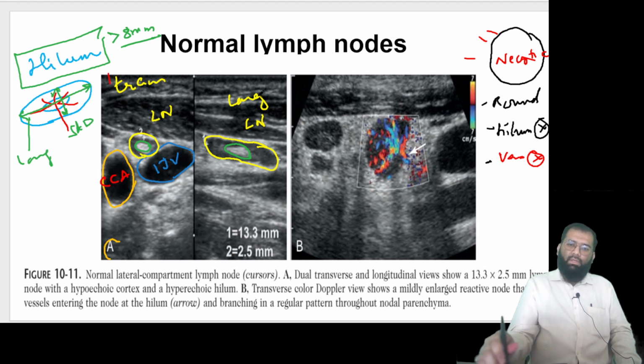Now, the point about this is, now look here. Can you see that this is hypoechoic lymph node? And are you able to see that the hilum is still there? But the lymph node is enlarged in size. It has become heterogeneously hypoechoic.